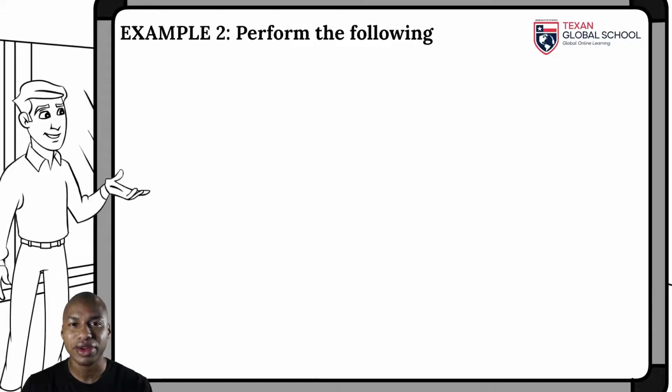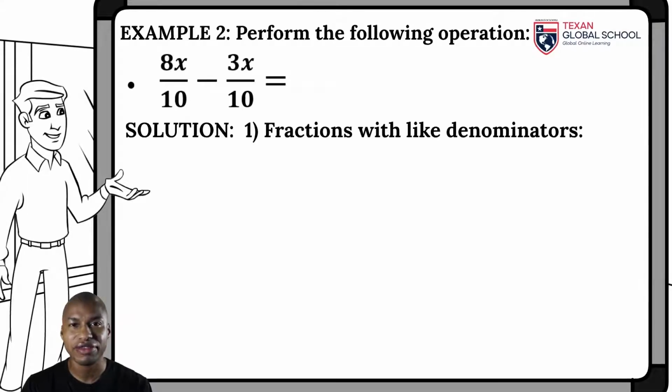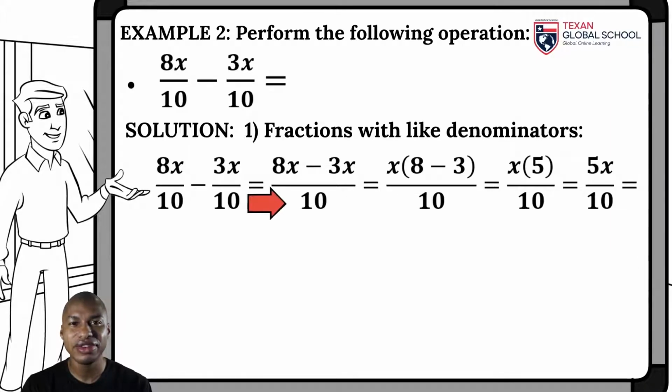In example 2, we can see that the denominators of the algebraic fractions are equal. So we repeat the algorithm. We subtract numerators and we divide the result by the same denominator. Hence, we subtract 8x minus 3x, resulting in 5x since they are like terms. This result is divided by 10 since it is the same denominator of the fractions.